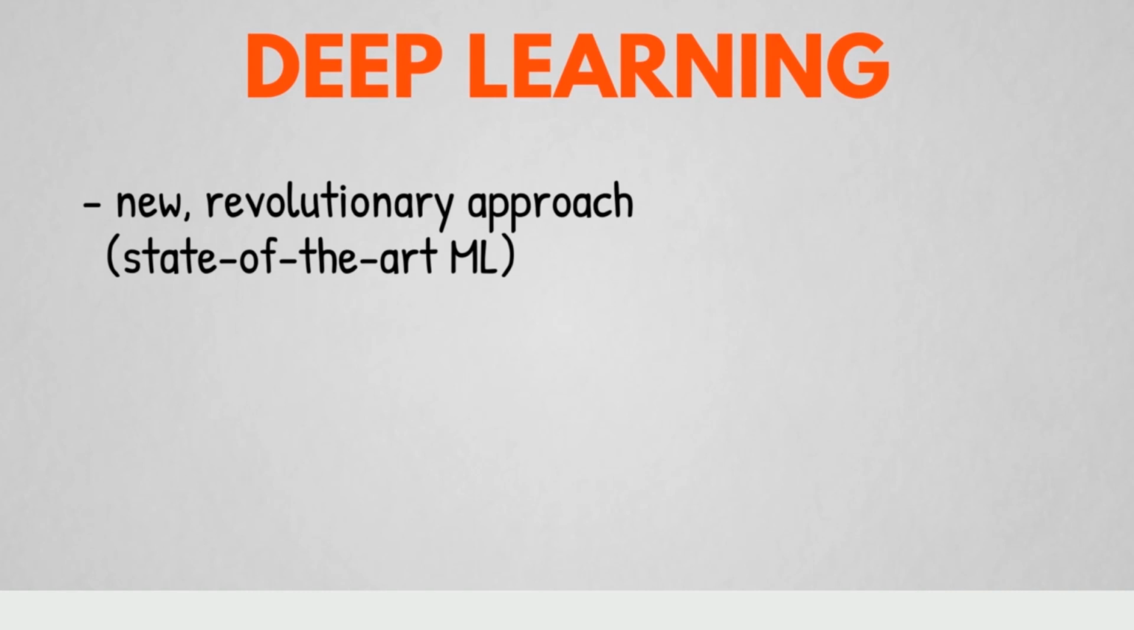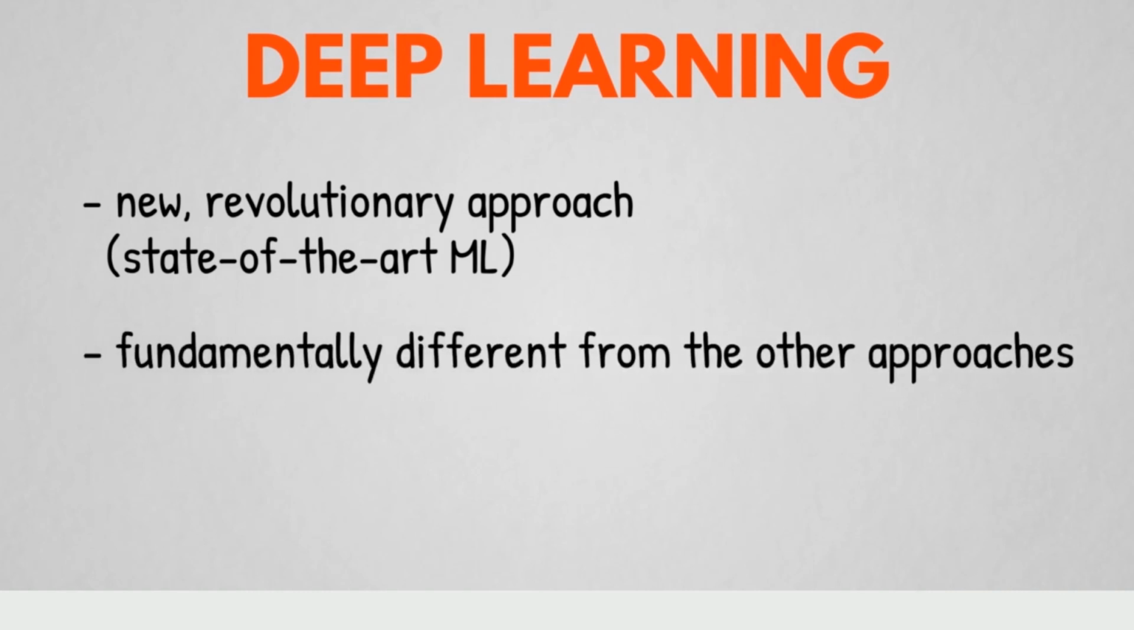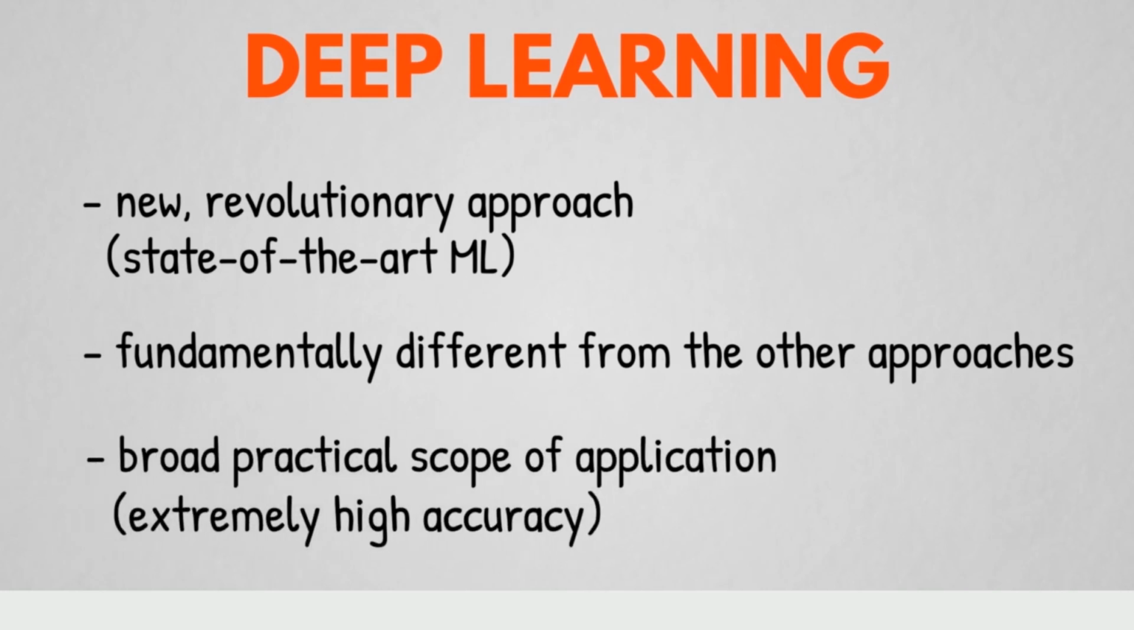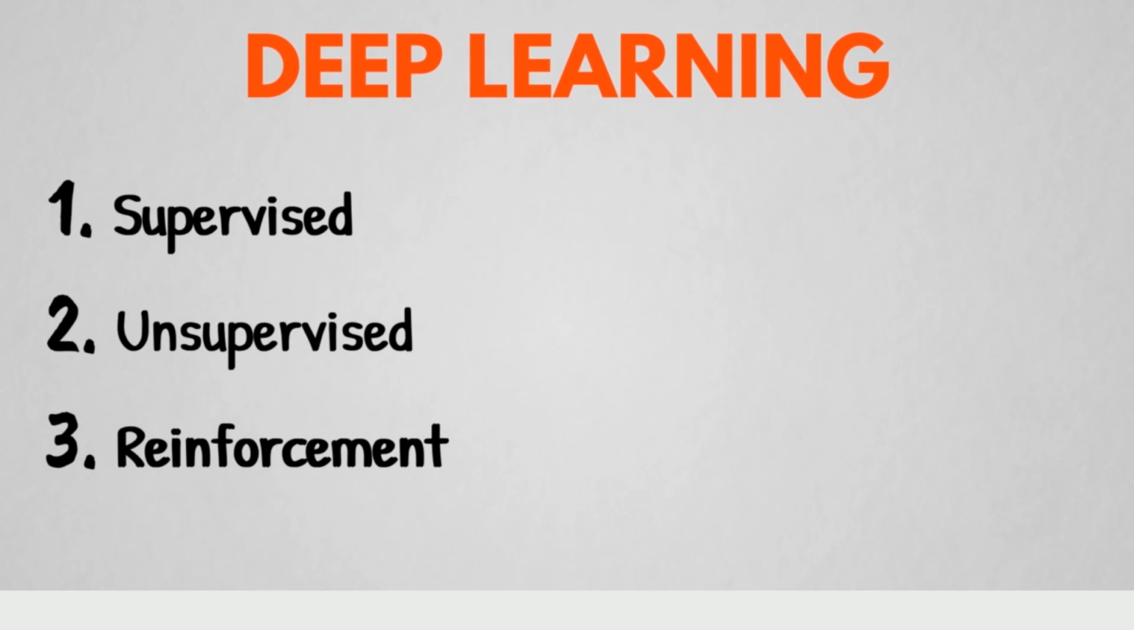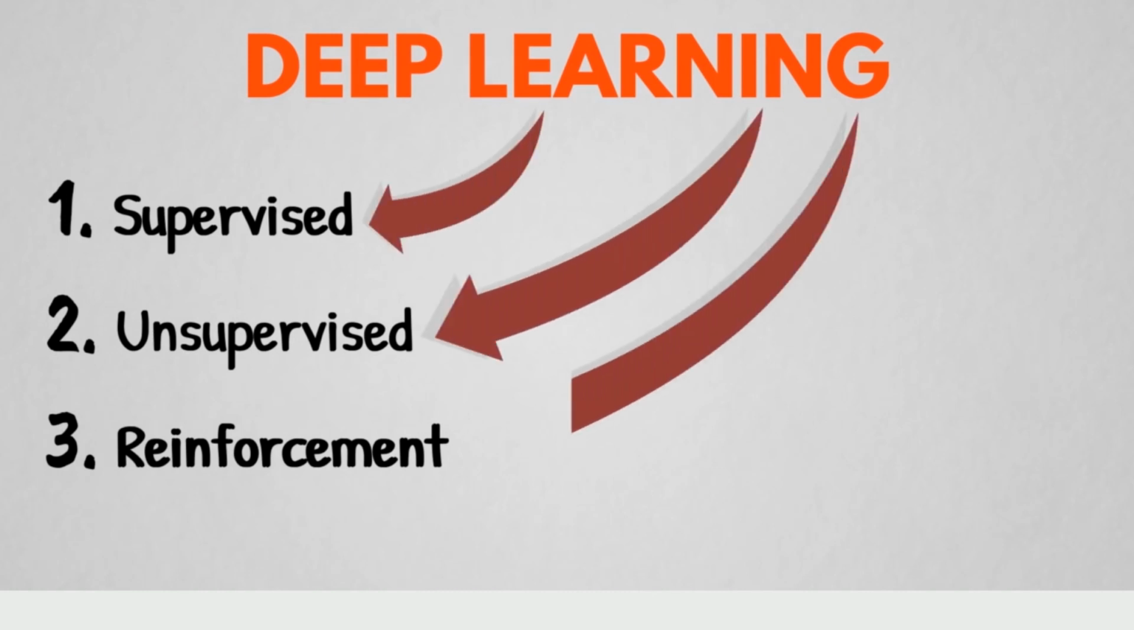Describing it briefly, we can say it is fundamentally different from the other approaches. However, it has a broad practical scope of application in all ML areas because of the extremely high accuracy of its models. Finally, note that deep learning is still divided in supervised, unsupervised, and reinforcement. So, it solves the same problems, but in a conceptually different way.